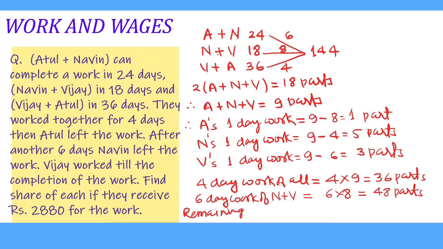Now the remaining part was done by Vijay alone. So the remaining work of Vijay equals 144 minus 36 minus 48. 36 plus 48 is 84. So 144 minus 84 equals 60 parts. So 60 parts of work was done by Vijay alone. Now we can find their share easily, how much money each should get.